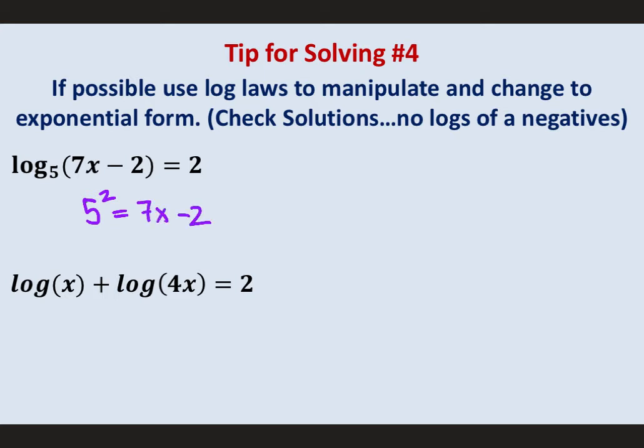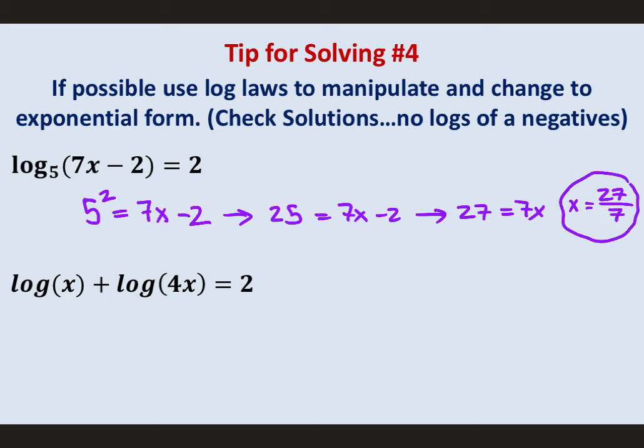All right, so 5 squared, that's 25, equals 7x minus 2. Add the 2 over, you get 27 equals 7x. And divide by the 7, you get x equals 27 over 7. And this is okay to leave like this. There's no log, so that's a good final answer there.